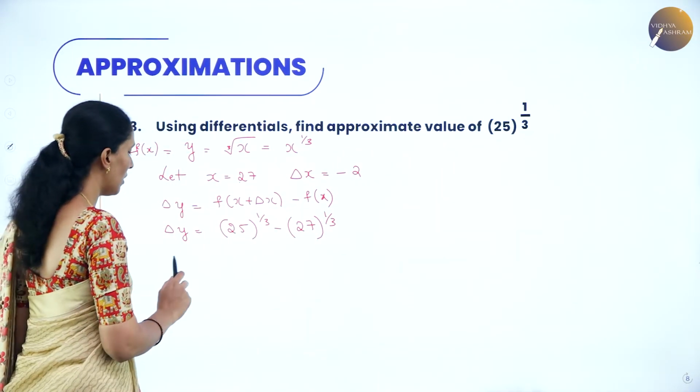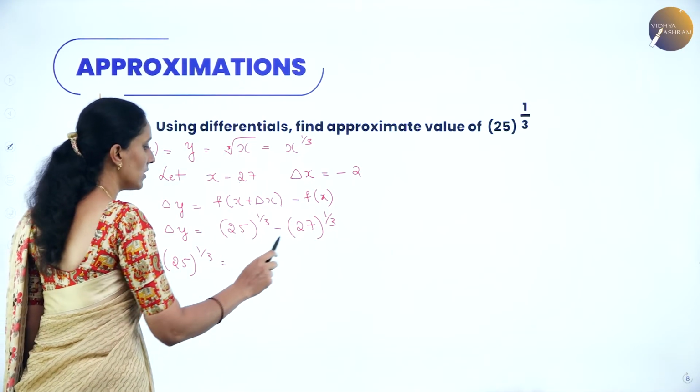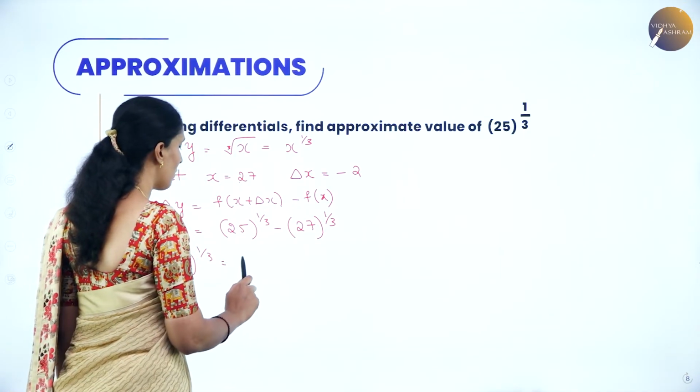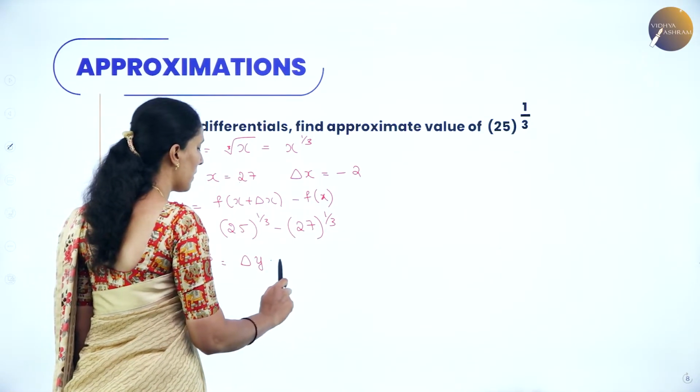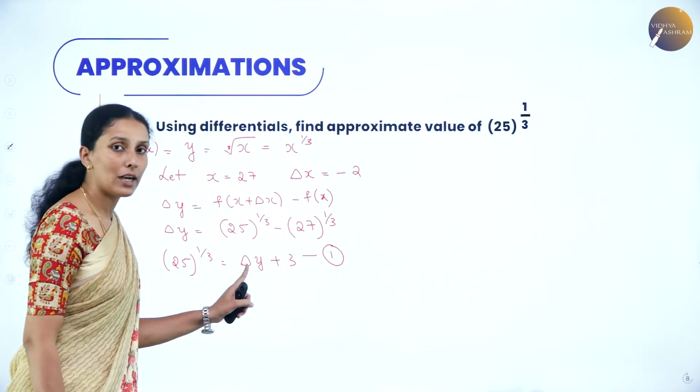So now you have here 25 to the power 1 by 3. The cube root of 27 is 3. And here we have delta y plus 3. So take this as equation 1. Now here I need a delta y.